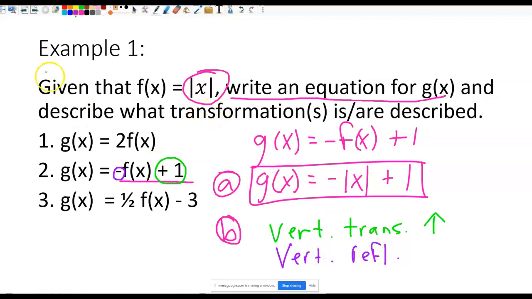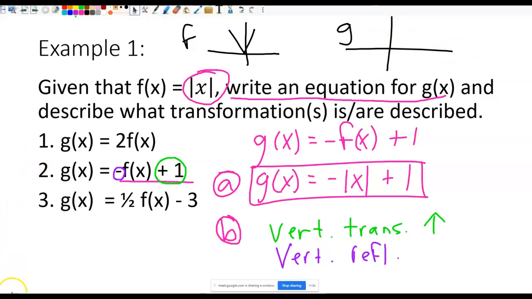So if you were to graph this function here, the absolute value of x, it would look something like this, just so you guys know. But if you were to graph the g function, what it would look like is it would look like the following. It would be flipped upside down and shifted up 1. So it's upside down, but it's also been shifted up 1 space. Okay?